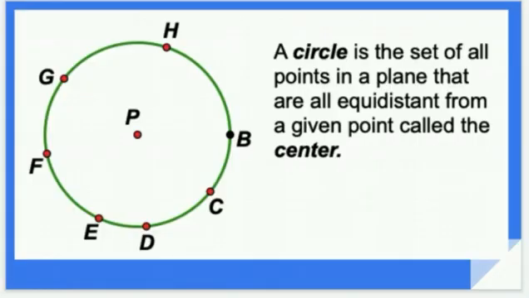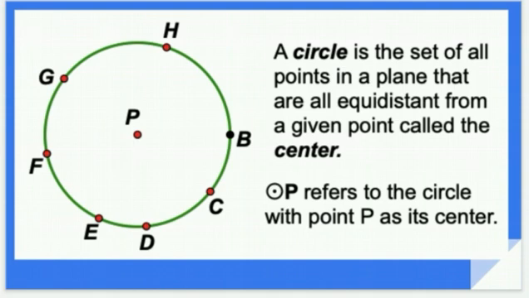Okay, let's start with our first definition, the definition of a circle. That's just defined as a set of points that are all the same distance away from some center point, in this case, point P. And if you see this notation right here, it looks like a circle with a dot in the center. That just stands for a circle. And in this case, it's the circle P because P is the center of the circle.